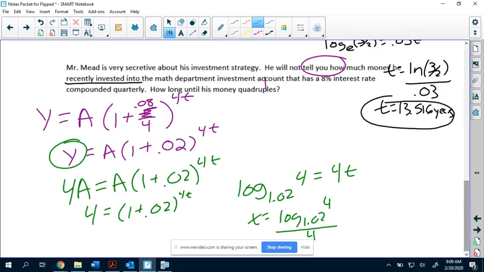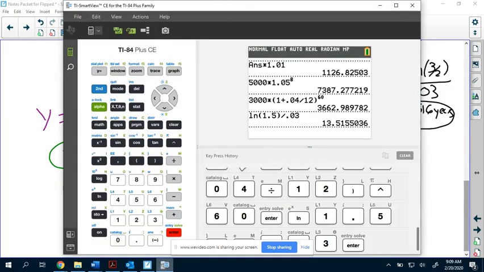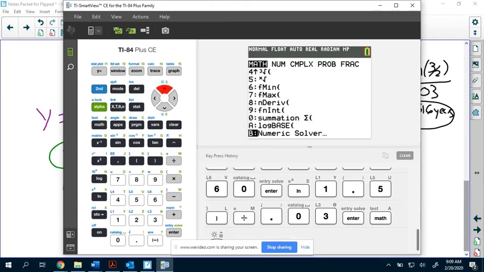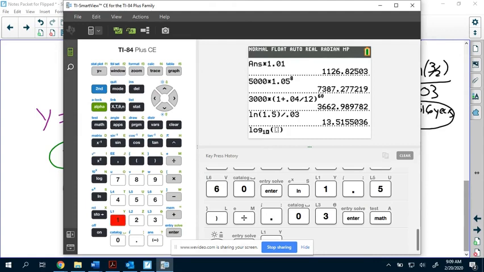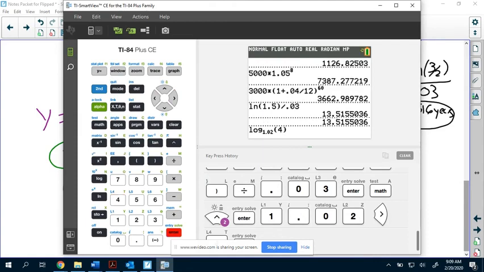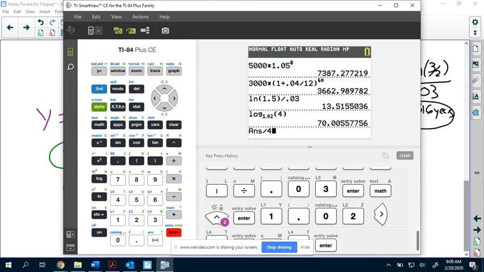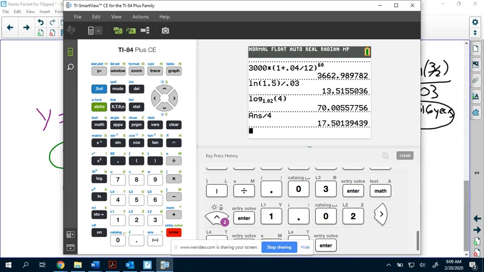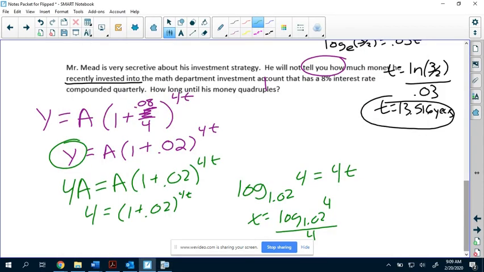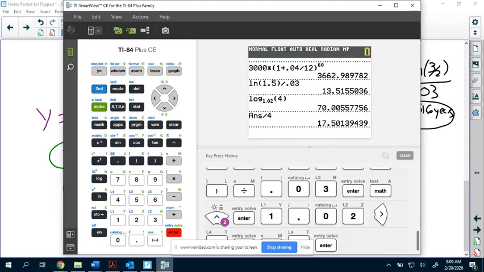Which now if we go use our calculator, math, log base 1.02 of 4. If we divide this by 4, we get 17.501 years it's going to take him to quadruple his money. So this is 17.501 years.